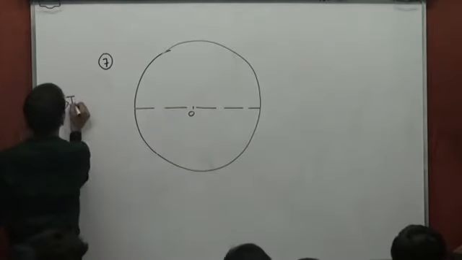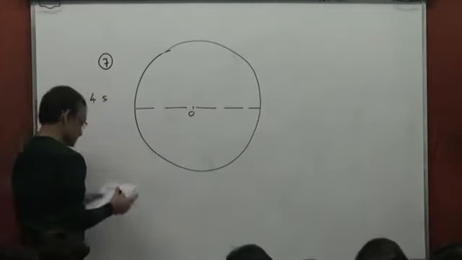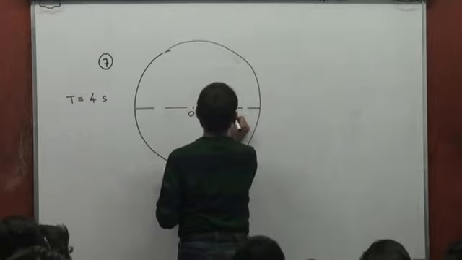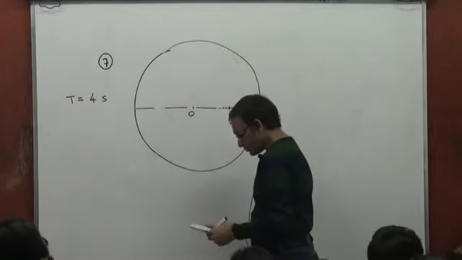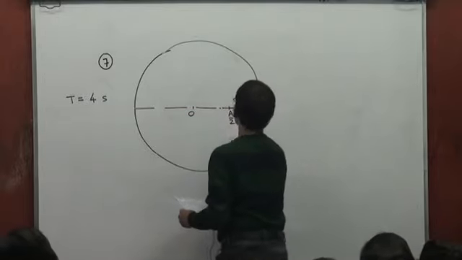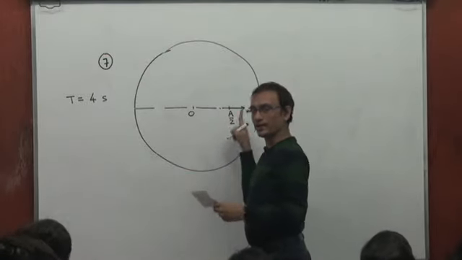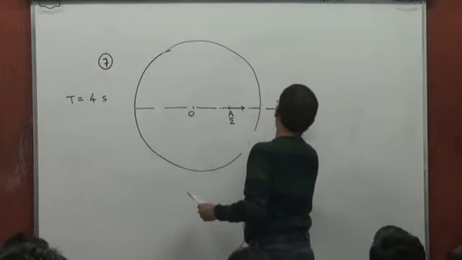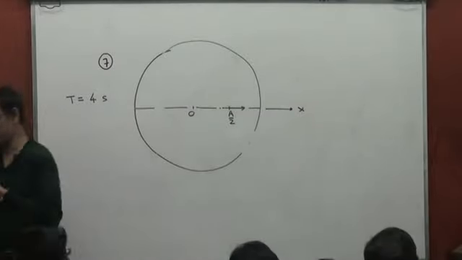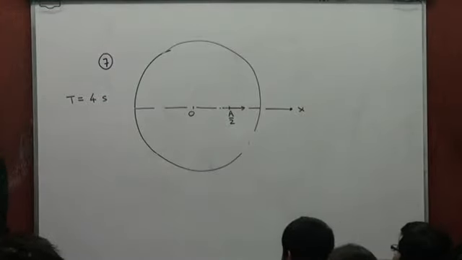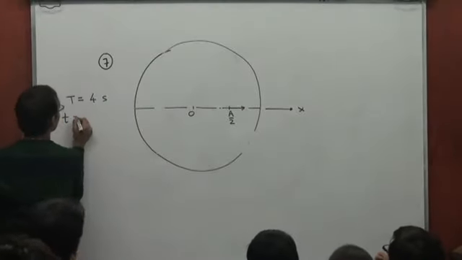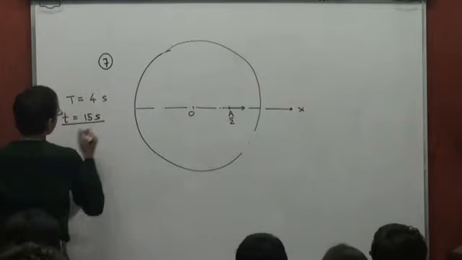There is an oscillation with time period equal to 4 seconds, starting from A by 2, moving in the positive direction. We have this oscillator, which at a certain instant of time was at A by 2 and was moving in the positive x direction, obviously this direction. And we want to find not the displacement, but the distance traveled by the oscillator in 15 seconds. So in t equal to 15 seconds, we want to find the distance.